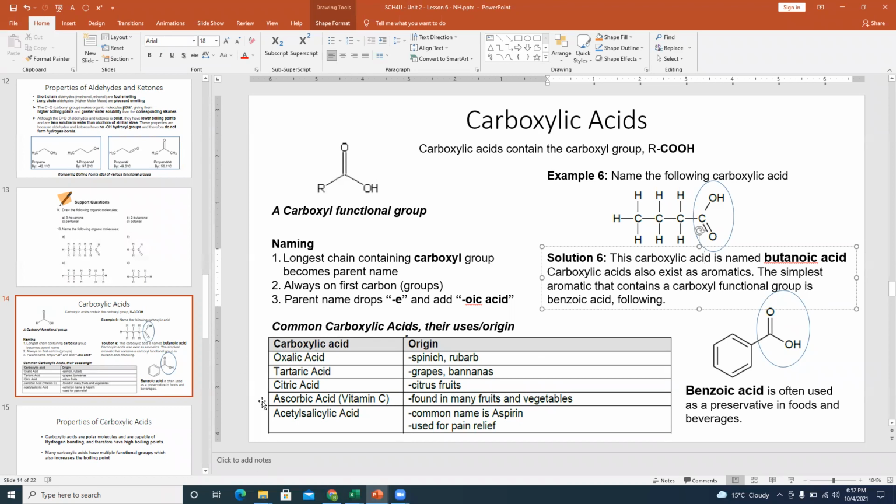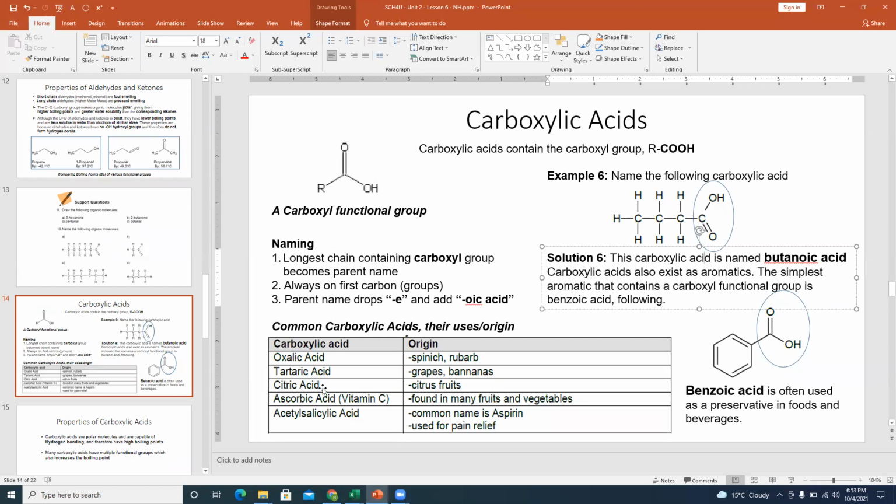Here are some common names for some carboxylic acids and their uses and their origins. For example, oxalic acid is a carboxylic acid that's found in spinach and rhubarb. That's where it was originally purified from. Spinach and rhubarb have lots of oxalic acid. Tartaric acid, lots of it is found in grapes and in bananas. That's where it was purified from.